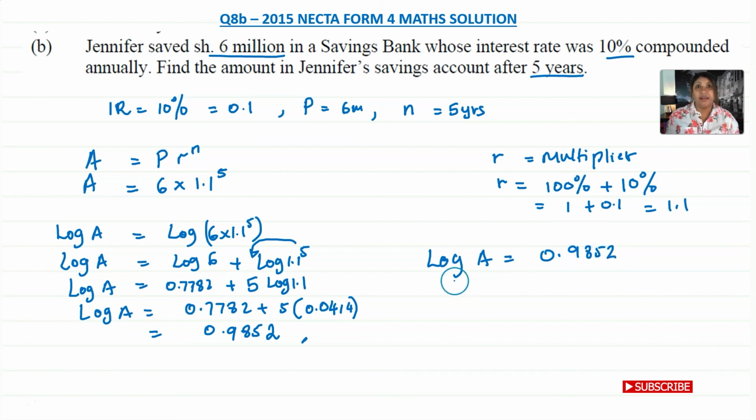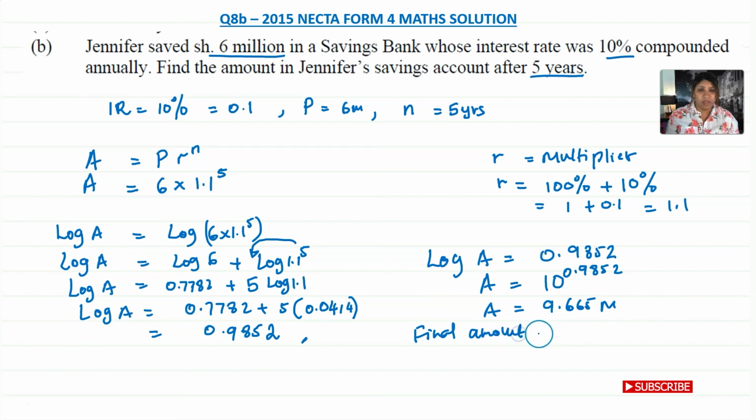To get our final amount, we're going to take the antilog. So A is going to be equal to 10 to the power 0.9852. Now, if you look at this on your table, then you will get A equals 9.665 million. So the final amount is shillings 9.665 million.